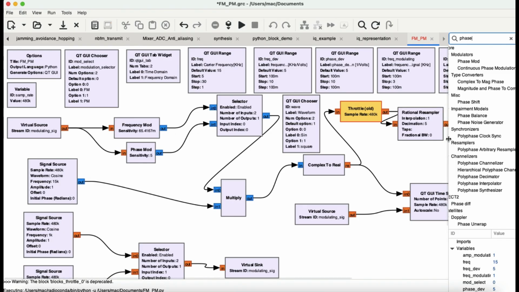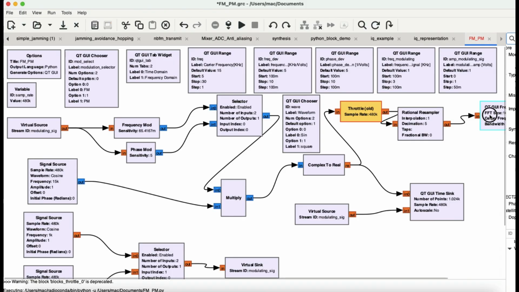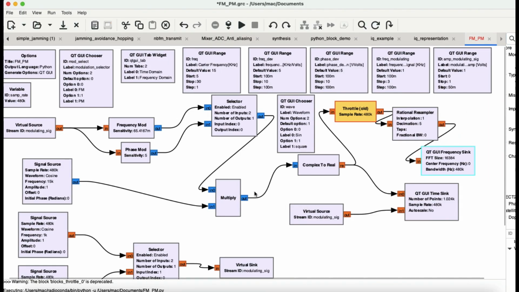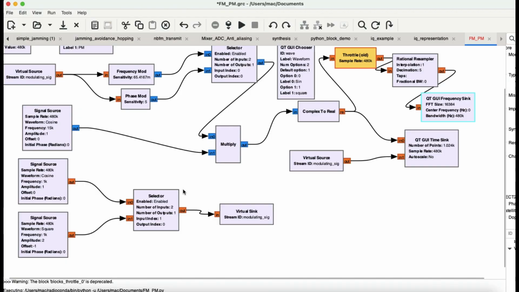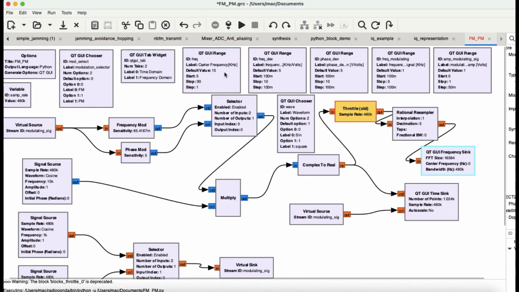The flow graph looks quite complex, but it's not actually. First of all, let's go into the blocks here. There are a lot of GUI range blocks that I'm using to control my phase deviation and frequency deviation. These are the two major parameters that I need for my frequency mod block and for my phase mod block. I don't need to multiply anything. I just simply have a frequency modulated signal, multiply it by a carrier signal, and that's it. That's all I'm doing. Let me walk you through the flow graph.